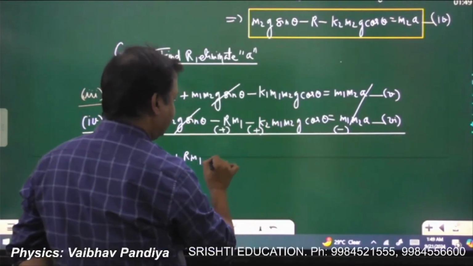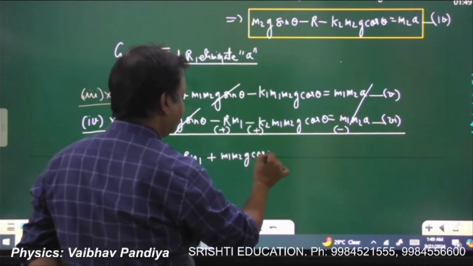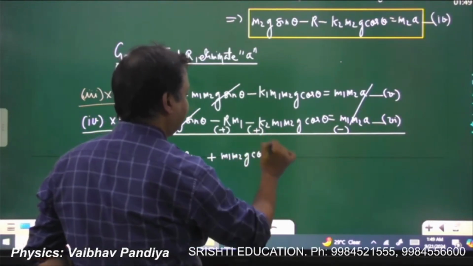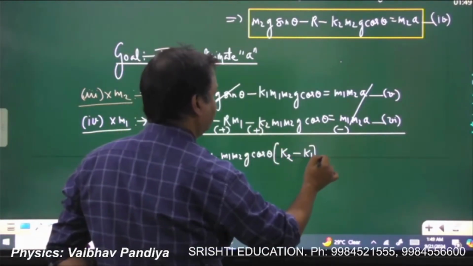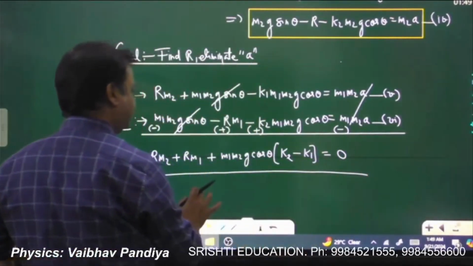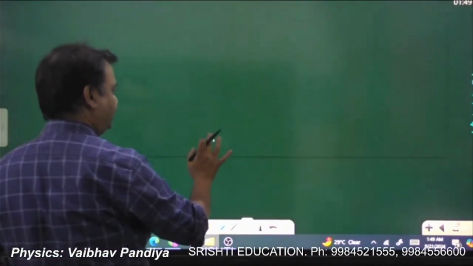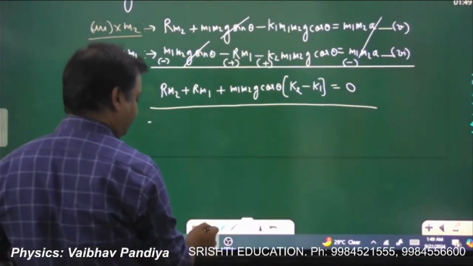So I can take m1 m2g cos theta as a common factor, and this will be a plus sign, so you'll get k2 minus k1 will be equal to 0. This will be your subtraction result. Okay, now what you need to do is make r the subject. Simply make r the subject.